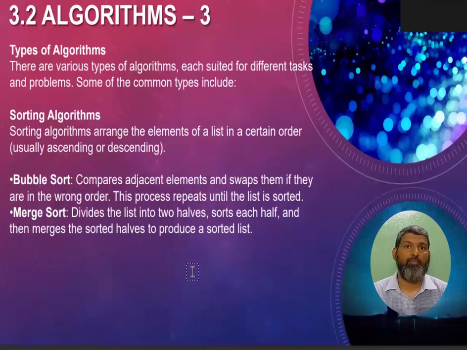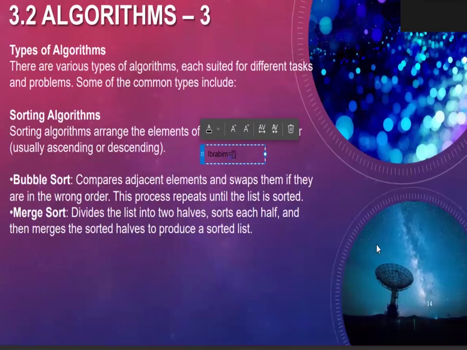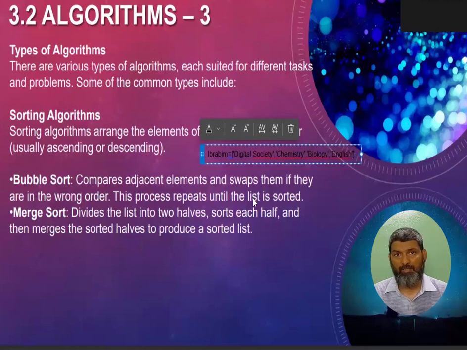That means you put something, for example, I write Ibrahim equals, this is the list. How many subjects? Which subjects did you tell me? Chemistry, and the third one biology, and the fourth one is English. So this is the list. This is the computer-based list.